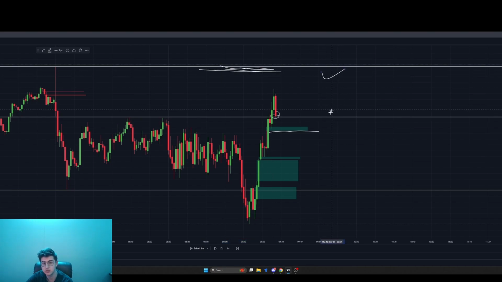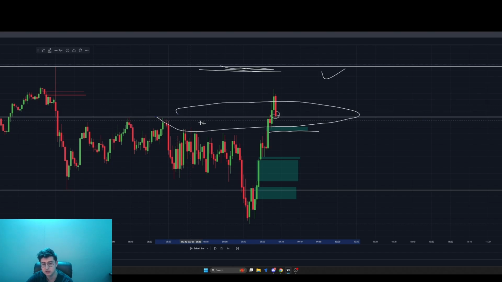So that's good. Next, this should act as resistance. If we just wick all the way down, if we enter here, our stop loss right here, and it wicks all the way down past this, I'll get stopped out for that trade. If it comes all the way to this fair value gap here, it can bounce a little bit and then go higher. So let's see what happens.